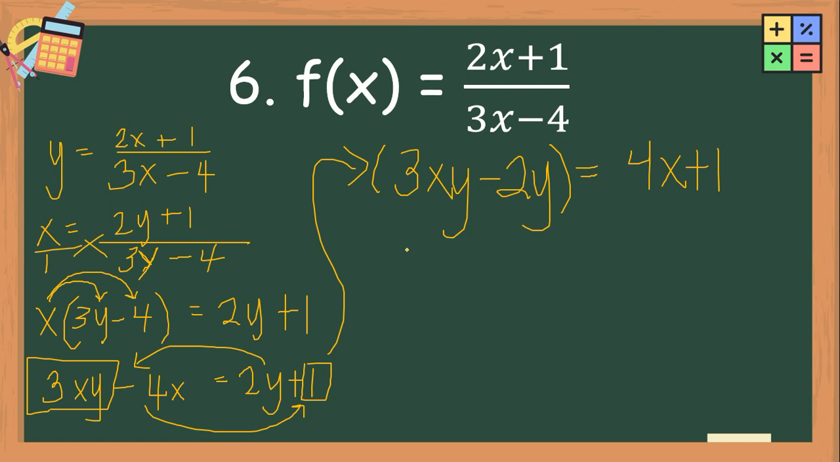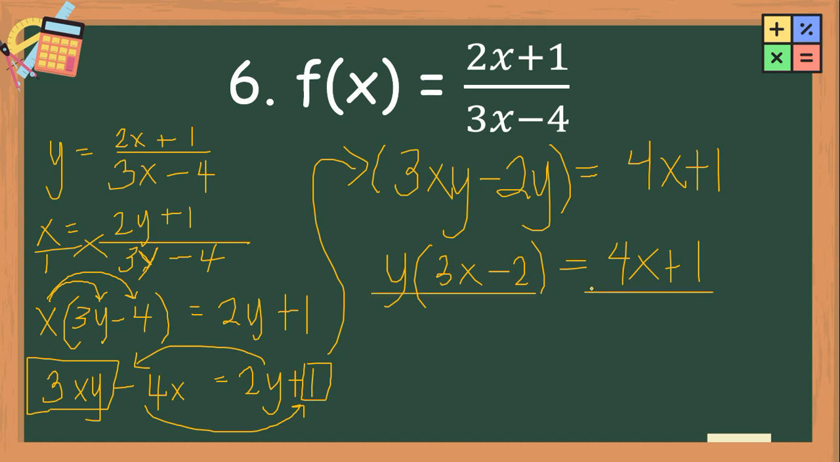Come again? Very good. It's y. O, di ba? Na-eliminate mo na, na-isolate mo na si y. So, since common sila, magiging 3x minus 2 na ito, equal to 4x plus 1. As simple as that. So, ibig sabihin, if you're looking for the value of y, just simply divide both sides by 3x minus 2. Then, that's the final answer na.